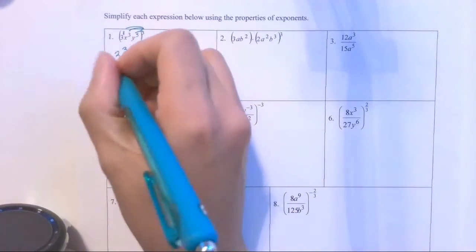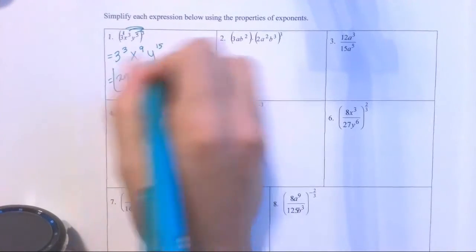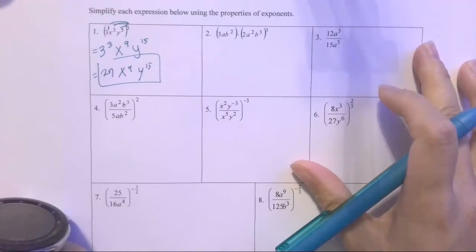What is 3 cubed? 27. X to the 9th power, y to the 15th power. That's how you do it. That was super simple, wasn't it?